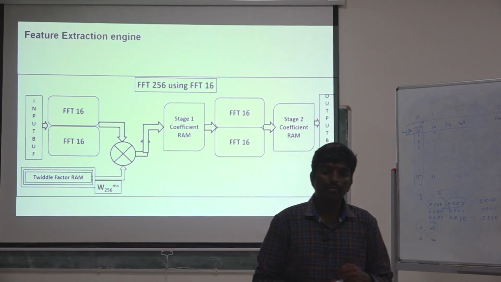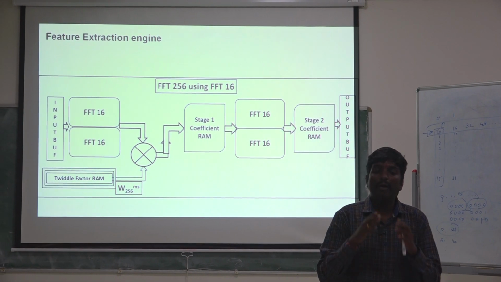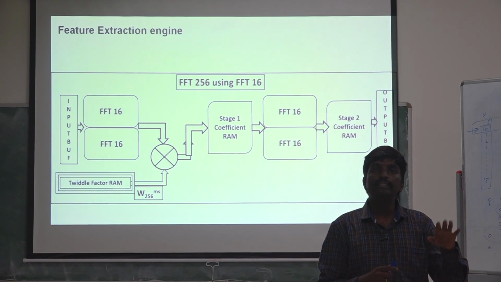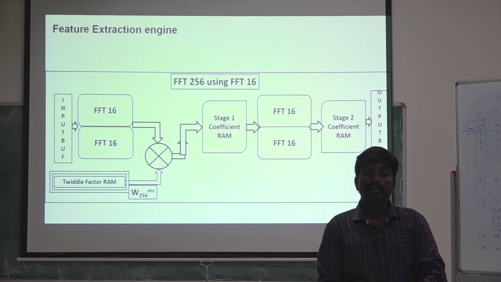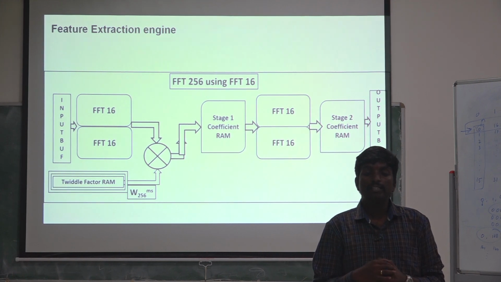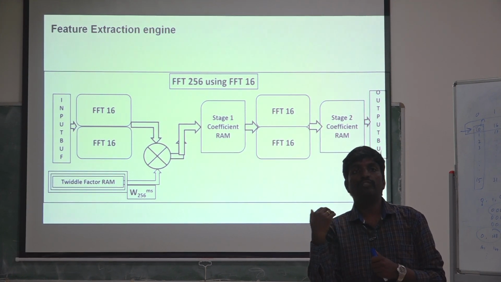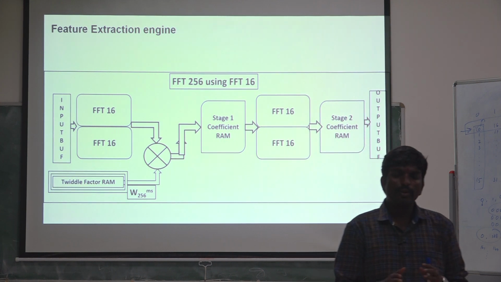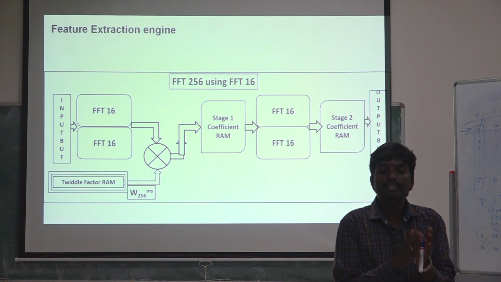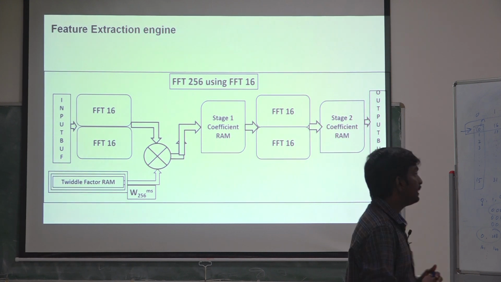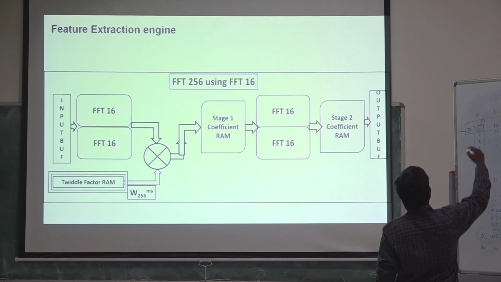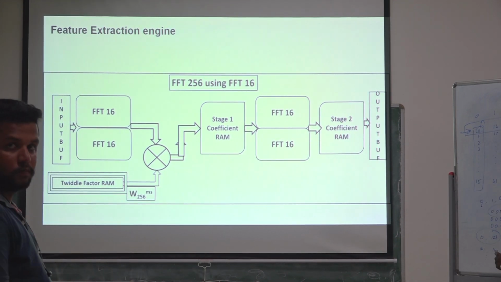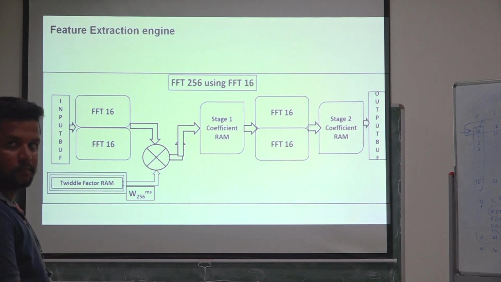So we'll go back to the block diagram. Once we fix that 4 samples are required for the first stage of FFT calculation, then after the multiplication, we need to store the first stage coefficients in the first stage RAM. Once the first stage FFT is computed, in the same position we need to store it in the first stage FFT coefficient or stage 1 coefficient RAM.